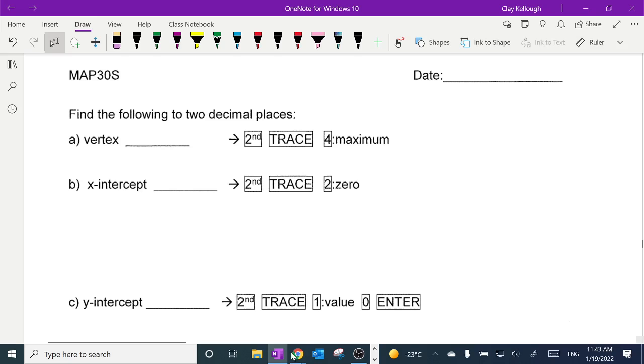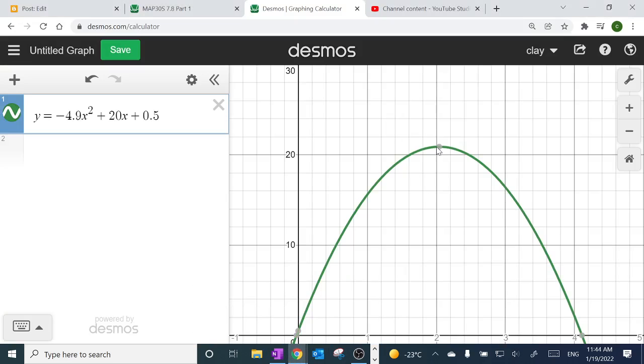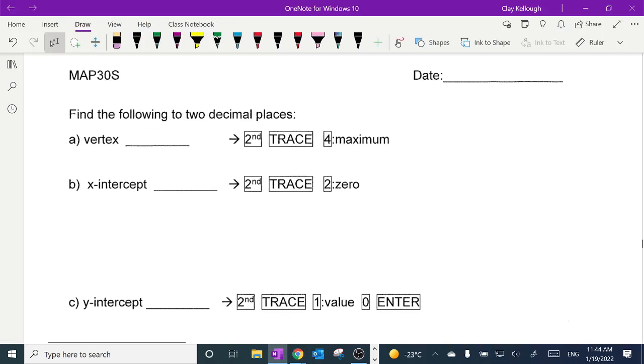Okay, so back to Desmos. From this equation, you didn't type it right if it's not a curve. I don't believe you. There you go. Okay, so you've got yourself a vertex of 2.041 and 20.908. So we're going to put that as our vertex: 2.04, comma, 20.9. I'll just use 3 significant digits there.